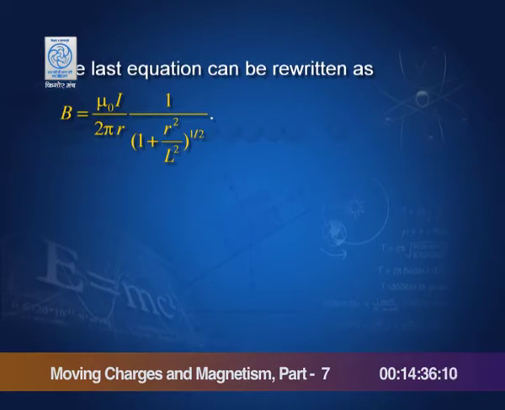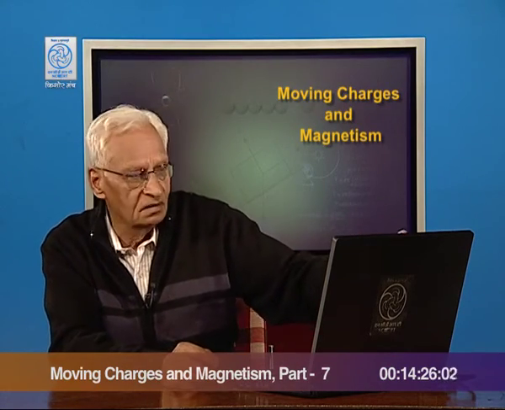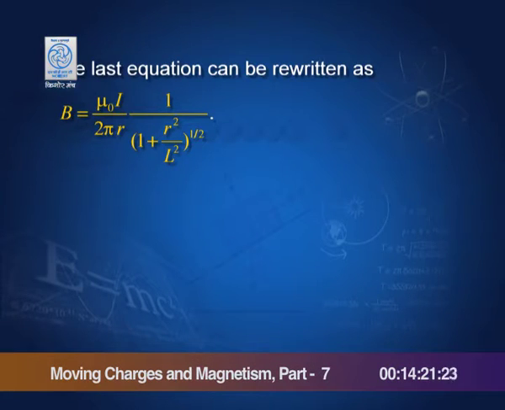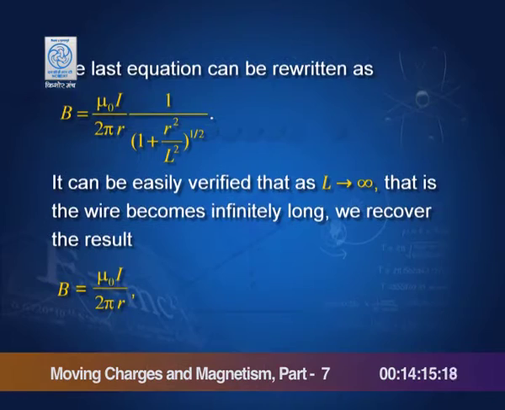And the last equation can be written as B equal to mu 0 I by 2 pi r. Remember, mu 0 I by 2 pi r was the field for an infinite wire. So, we are writing this in this form, 1 by (1 plus r square by L square) raised to power half, because we want to verify the earlier result. If we make L infinity, then this term vanishes and we get the earlier result.